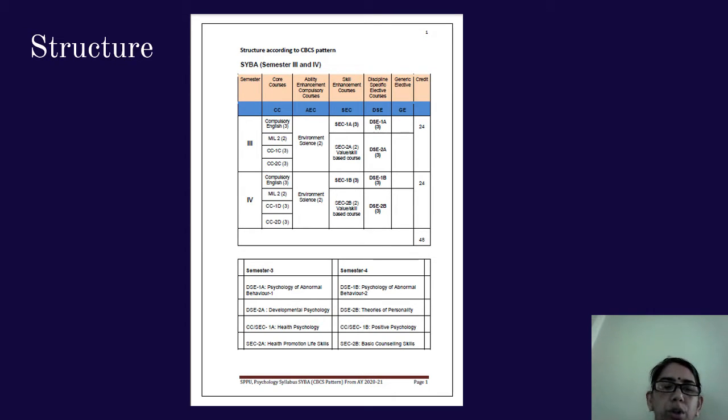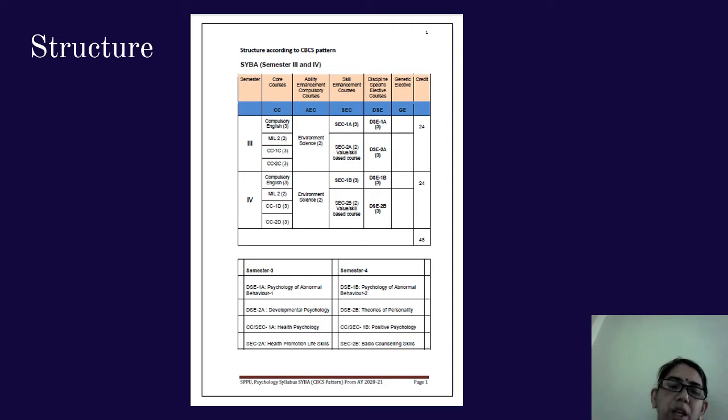Now, for the students of psychology special in the semester 3, you all have got one paper, the first special paper, that is DSC 1A, that is discipline specific subject. This is Psychology of Abnormal Behavior Part 1, in which you are going to study about all the disorders, the various mental disorders, the diagnosis, the symptoms, and also a few therapies which are related to these disorders.